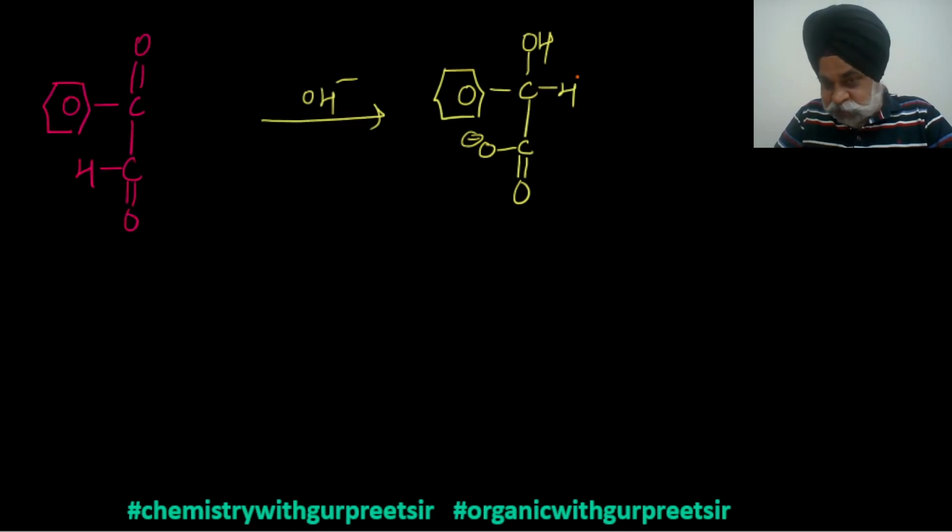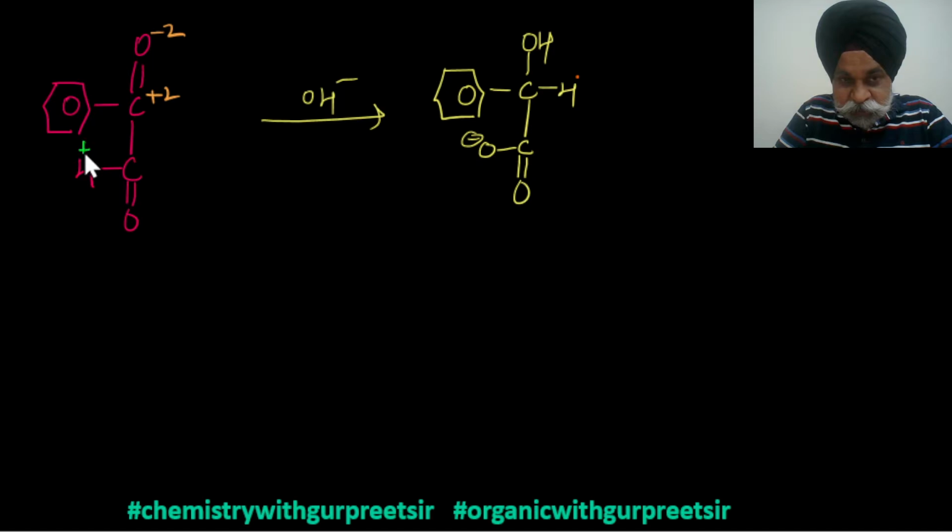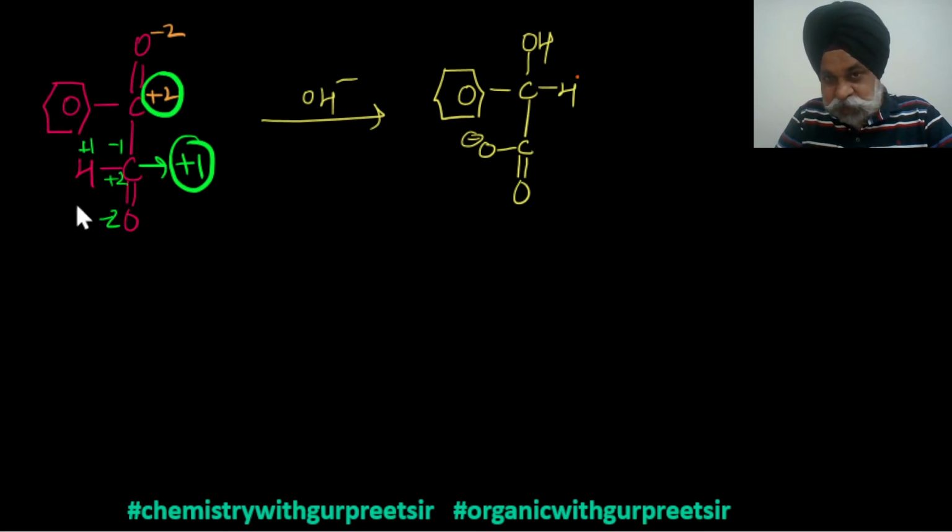Now the point here is the same thing is happening here as well. If I write the oxidation states, this is +2, this is -2 as a matter of fact, and here this is +1, -1, and here you have +2, -2. So the overall oxidation state on this carbon is +1. So this is +1, this is +2. Now what is the state of affairs on the product side?